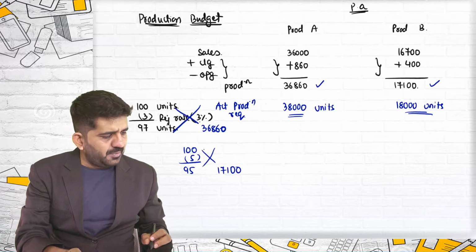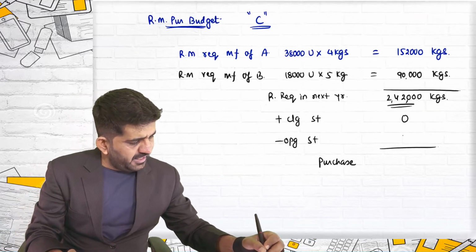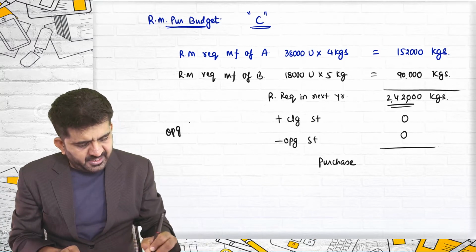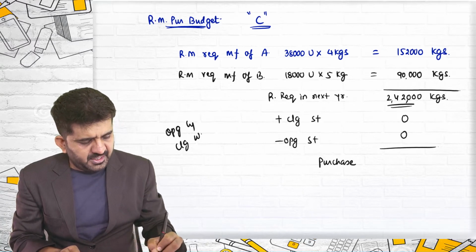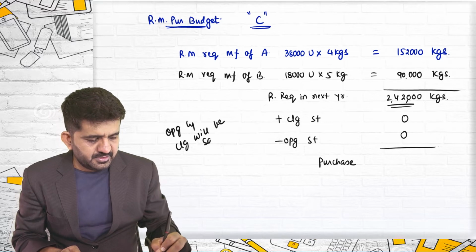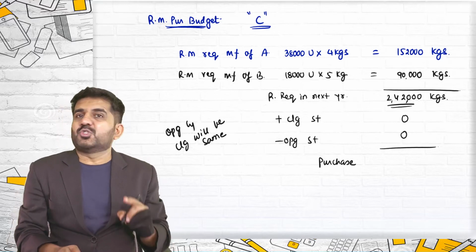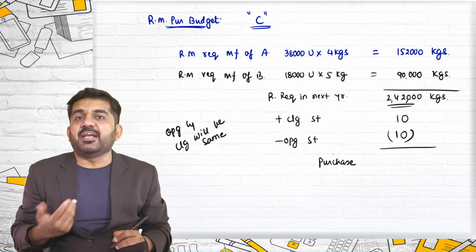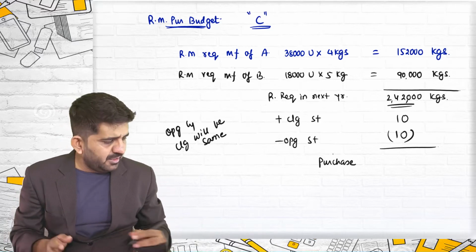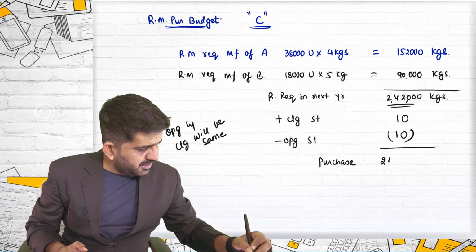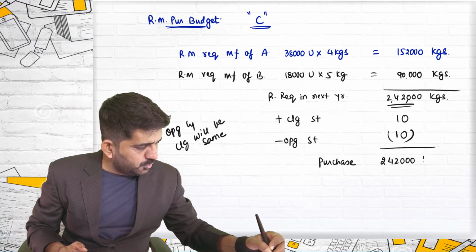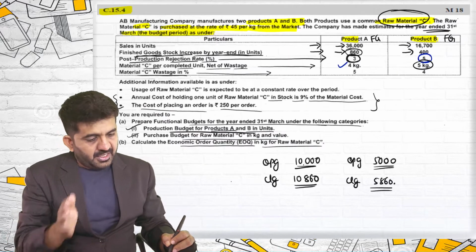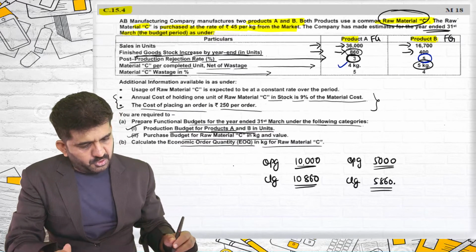So we are assuming that opening and closing stock will be 0, or opening and closing will be same. So whether opening is 10 and closing is 10, it will not make any difference because the answer is going to remain same. So how much will you be purchasing? 2,42,000 kgs of raw material you will be purchasing, and the purchase price of raw material is also given.